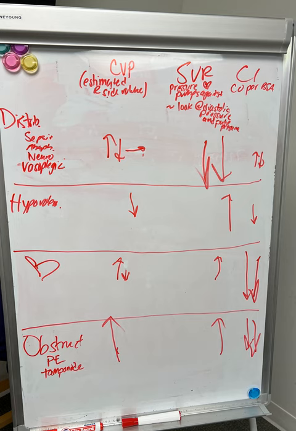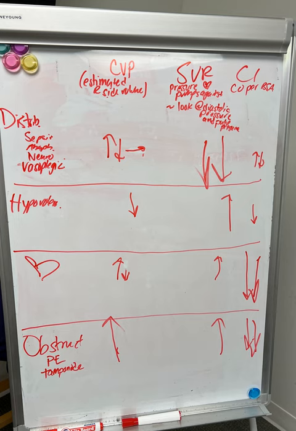Now, the last type. There's one more. Let's see if you can know it. So we got distributive, cardiogenic, hypovolemic. What's the last type of shock? Obstructive. I love it. Good job, man. A lot of people are like, septic, and they're like, no. Obstructive. Okay. CVP, high, low, or normal.